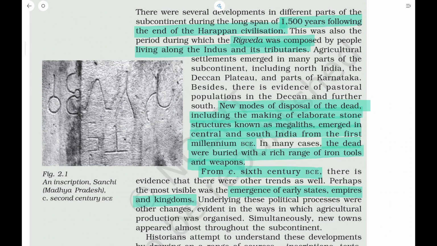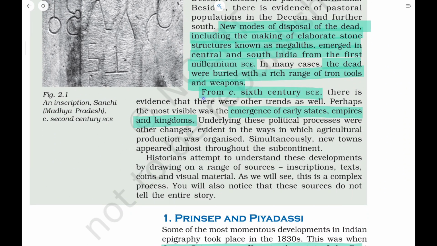Now, an important point to note. Before telling you anything else, I would recommend you keep a copy and pen with you to note down the important points. The first important point here is about the megaliths. Megaliths were a burial technique, and these were prominent in which part? Central and South India. This you need to write down right now. Then from the 6th century BCE, there was evidence of other trends as well. Perhaps the most visible was the emergence of early states, empires, and kingdoms. This is all about the Mahajanapadas, then the Magadha Empire, the Mauryan Empire, and so on.